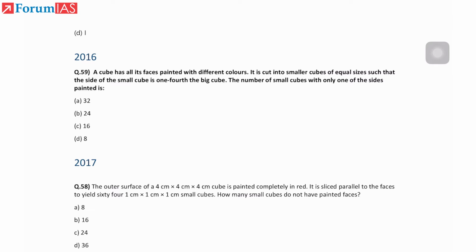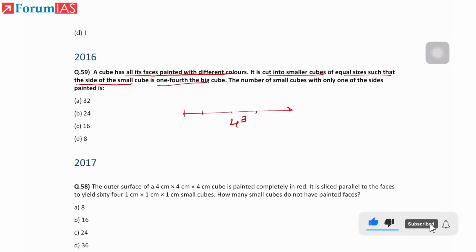Next question. See, a small cube has all its faces painted with different colors. So let's say there are 6 different colors covering all the faces. It is cut into smaller cubes of equal size such that the side of the small cube is 1/4. So what it means is, this is how it has been cut, and the total number of small cubes will be 4 cubes along each edge. So what we know from here is n in our formula is 4.